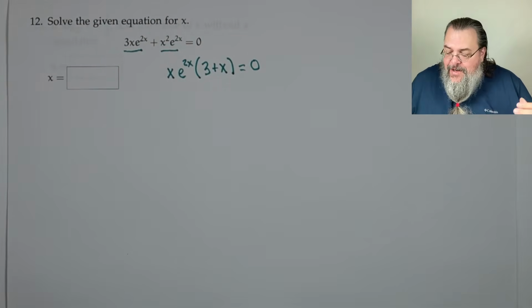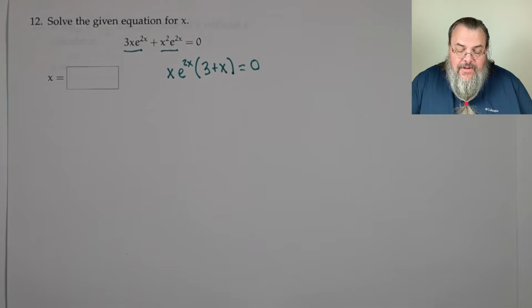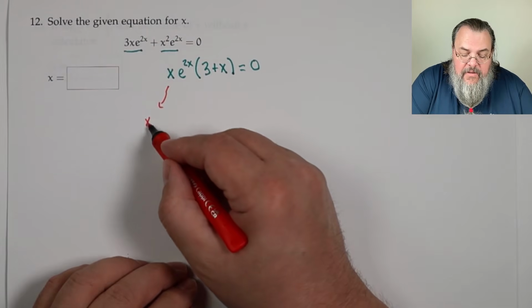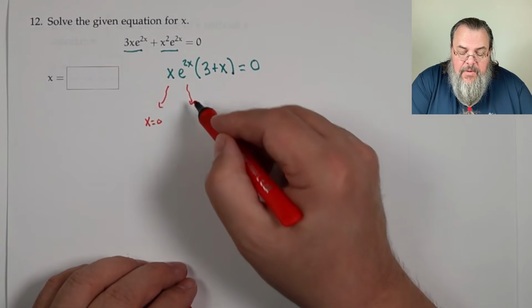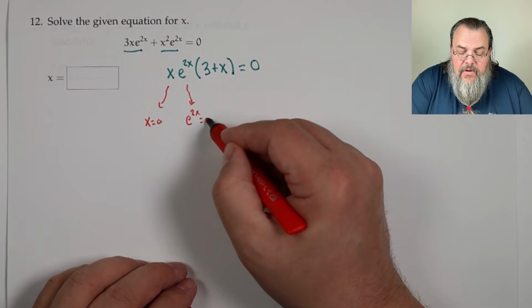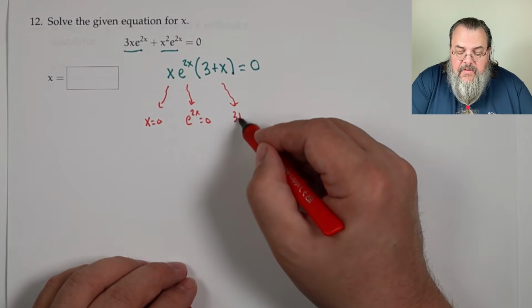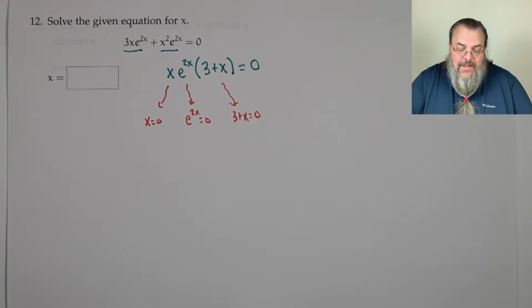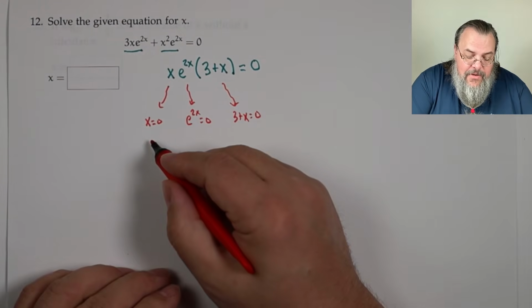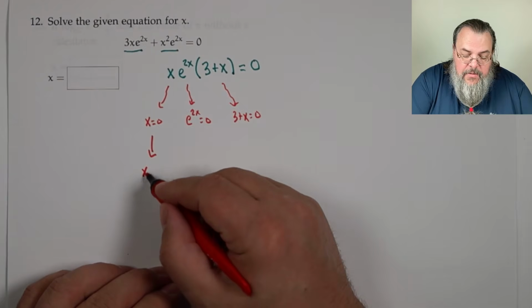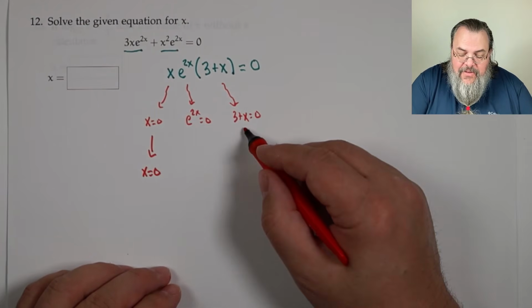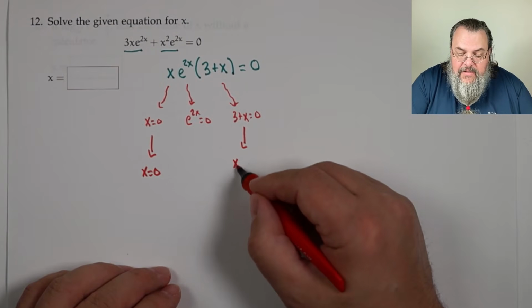Now, we go back to one of our tried and true concepts. Namely, if you have a bunch of stuff multiplying to 0, something has to be 0. So that gives us, well, maybe x equals 0, maybe e to the 2x equals 0, or maybe 3 plus x equals 0. One of them has to be 0. They don't all have to be, but at least one of them does. Now, x equals 0 corresponds to x equals 0. That was pretty easy. And while we're at it, 3 plus x equals 0, well, that corresponds to x equals negative 3.